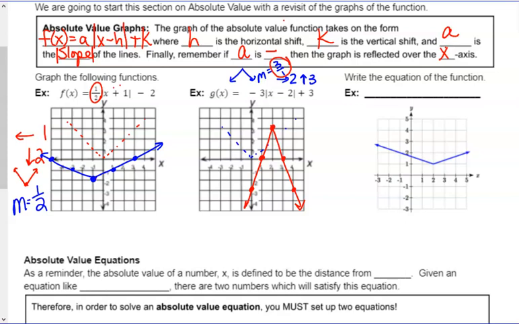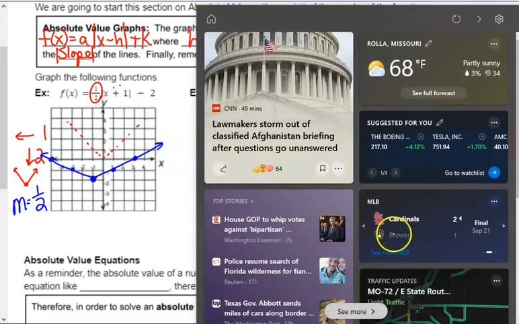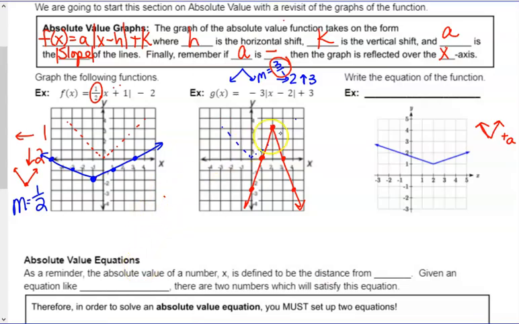Now, can we go backwards? If I give you an absolute value function, can you tell me what the equation is? Well, notice here, since it's going upward, that means that a value has to be positive, okay? Now, we also know that the a value is the slope of these lines, so I can also determine that.